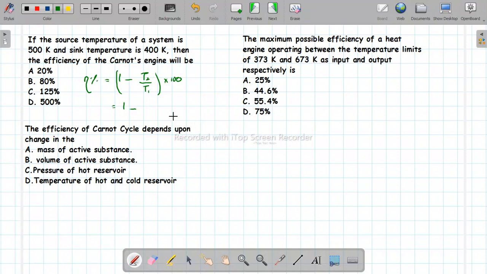Source temperature is 500 Kelvin, that is T1 is 500 Kelvin, and sink temperature is 400, that is T2 is 400. Put in these values and you will get to know the efficiency.